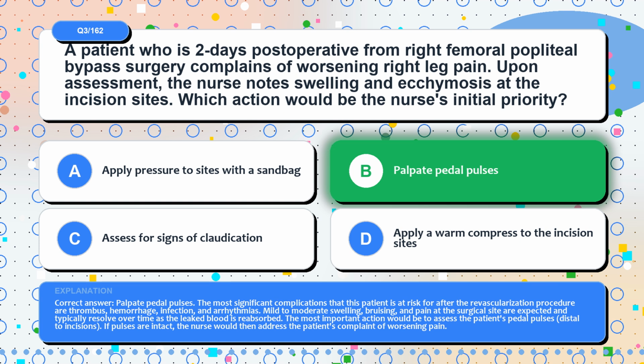The most important action would be to assess the patient's pedal pulses distal to incisions. If pulses are intact, the nurse would then address the patient's complaint of worsening pain.